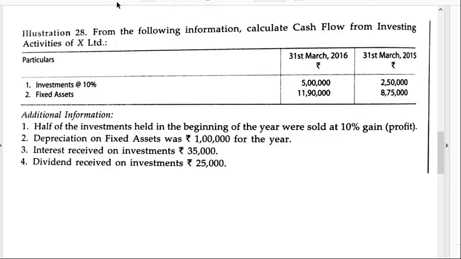Then he says depreciation on fixed asset was 1 lakh for the year. Interest received on investment is 35,000. Dividend received is 25,000. This is a very simple question. The only thing you need to understand is how to prepare the investment account. We have to calculate the sale value of investment from the information, right?